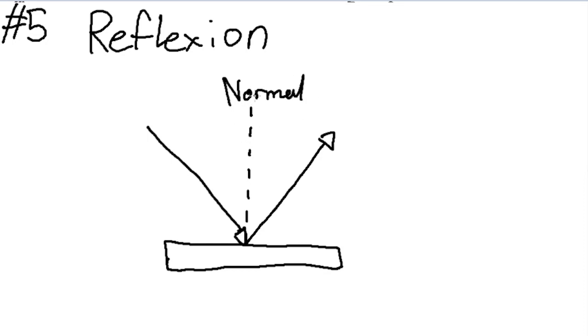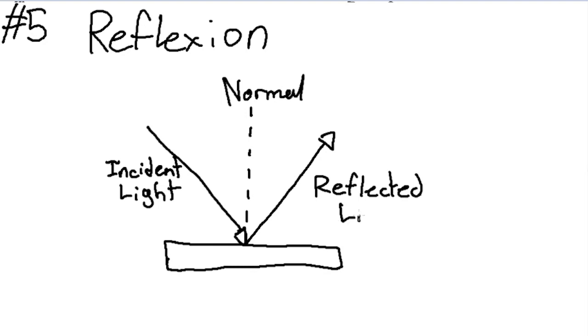So there's a middle line between the two rays, and the ray that comes is called the incident ray. Light, incident light. And the light that gets reflected is called reflected light.